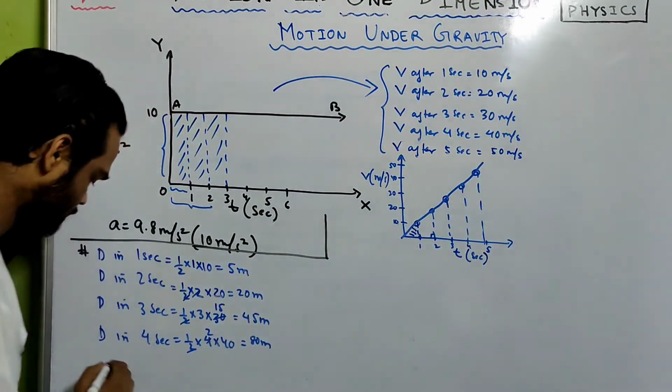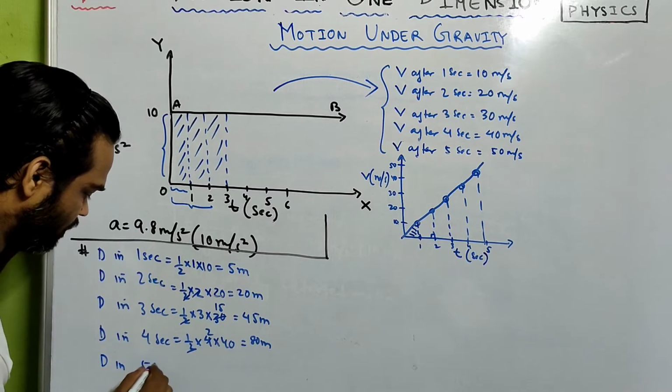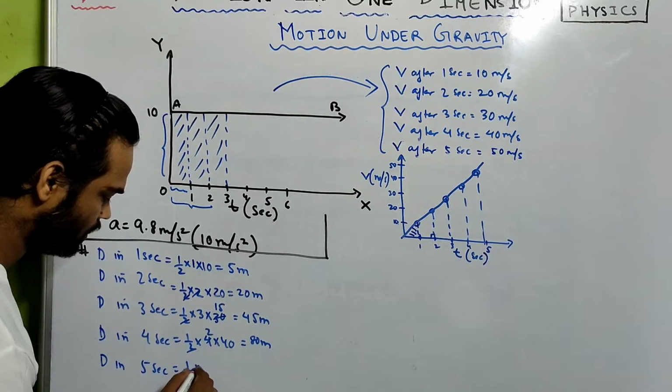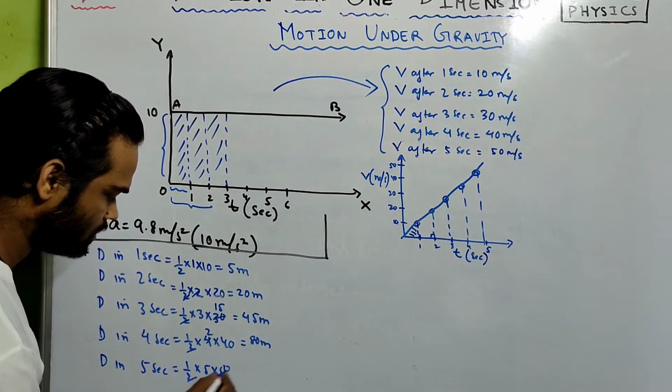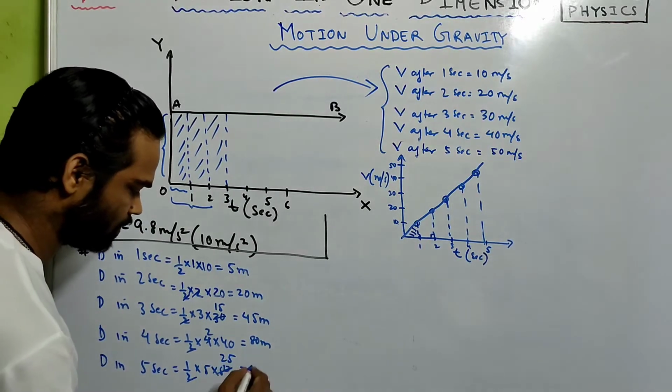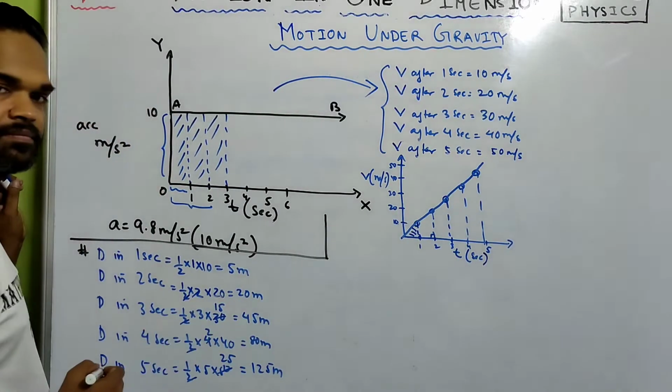And one more I'll find. Displacement in 5 seconds. Half into base into height. That's 25. 25 into 5 is 125 meter.